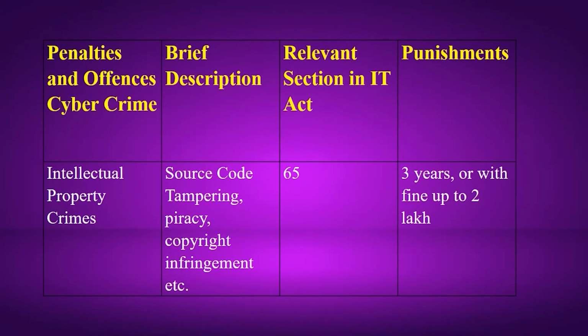And the third offence that normally comes under cybercrime is intellectual property rights violation. Obviously, that is anything that steals somebody's work and claims it as one's own. Such kind of source code tampering and other things are all called intellectual property related crimes, and it attracts about 3 years of imprisonment or a fine of up to 2 lakh rupees.